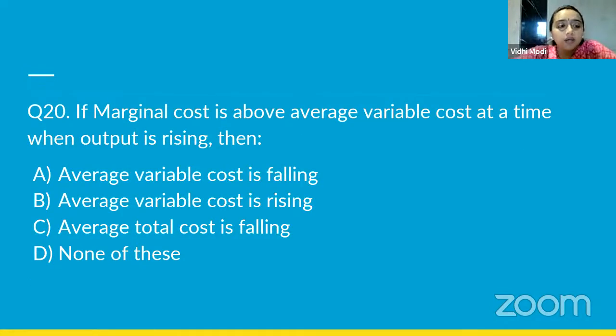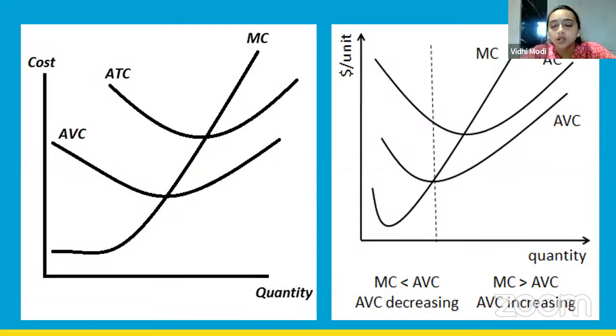Moving ahead, we have: if marginal cost is above average variable cost at a time when output is also rising. Okay, marginal cost is above the average variable cost at a time when output is also rising. Then option A, average variable cost is falling; average variable cost is rising; average total cost is falling; and none of these. Look at the diagram and you will understand this graph, right?